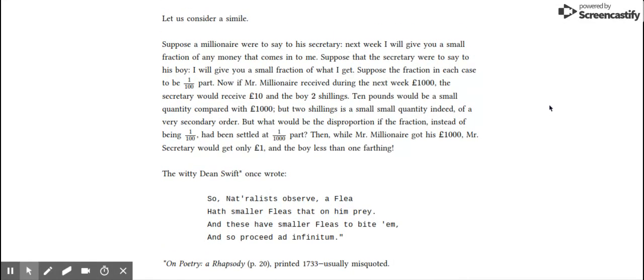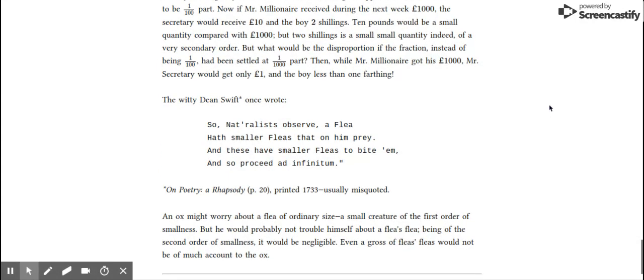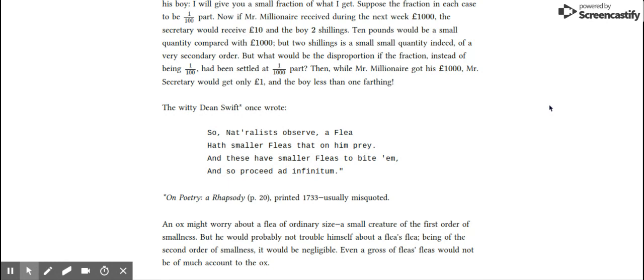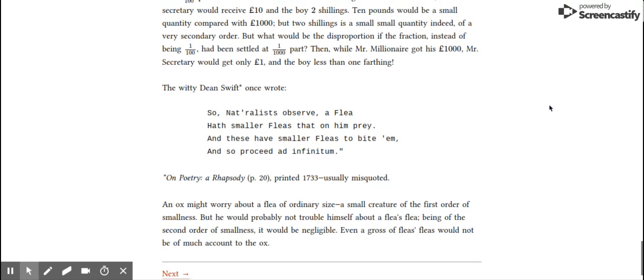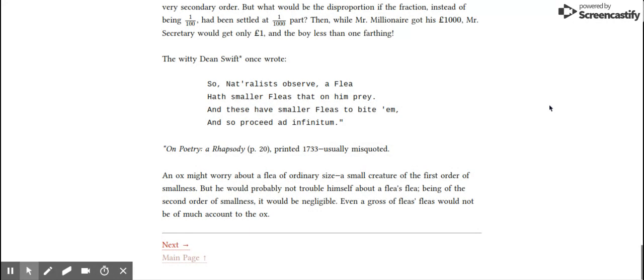Let us consider a simile. Suppose a millionaire were to say to his secretary, "Next week I will give you a small fraction of any money that comes into me." Suppose that the secretary were to say to his boy, "I will give you a small fraction of what I get." Suppose the fraction in each case to be 1/100th part. Now, if Mr. Millionaire received during the next week £1,000, the secretary would receive £10 and the boy 2 shillings. £10 would be a small quantity compared with £1,000, but 2 shillings is a small quantity indeed, of a very secondary order. But what would be the disproportion if the fraction, instead of being 1/100th, had been settled at 1/1000th part? Then, while Mr. Millionaire got his £1,000, Mr. Secretary would get only £1, and the boy less than 1 farthing.